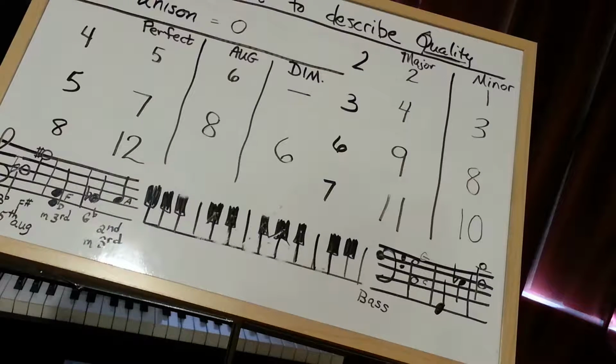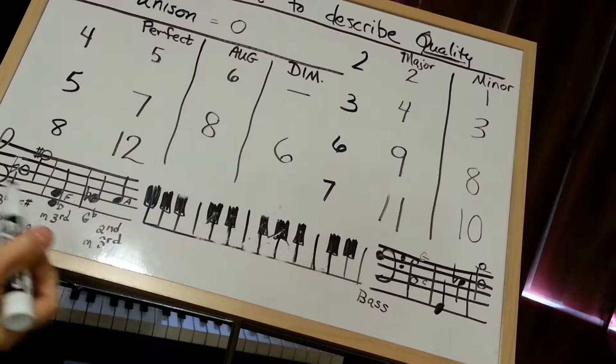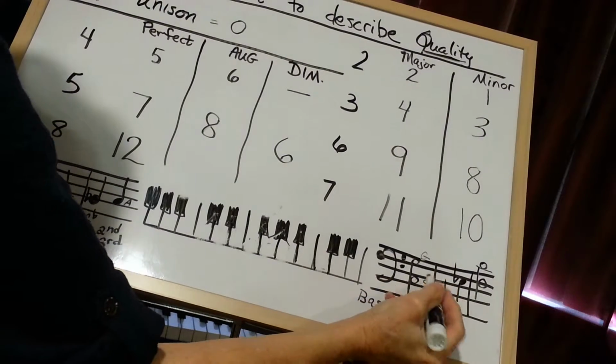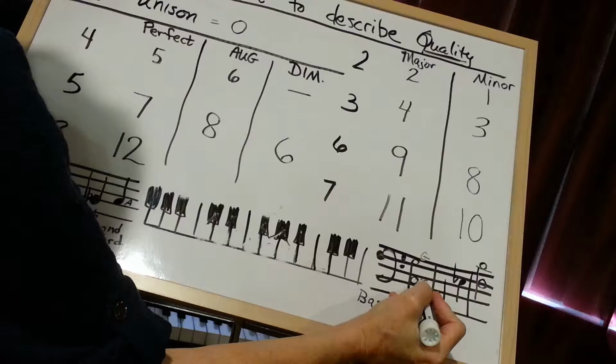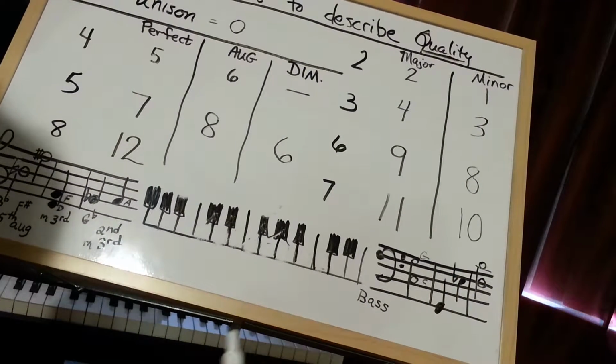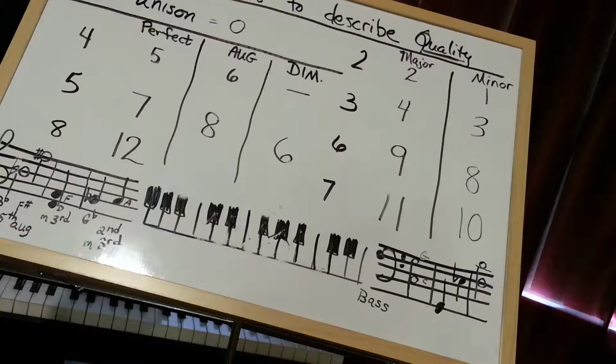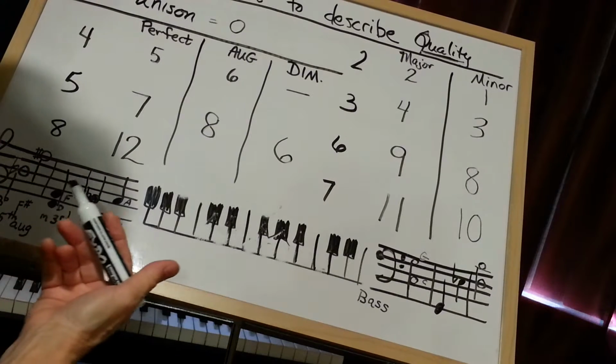For the bass clef intervals, we see that we have C and G. And by the way, as we're doing our intervals, always go from the lowest tone to the highest tone. Begin lowest to highest when you're doing your reading of the intervals.